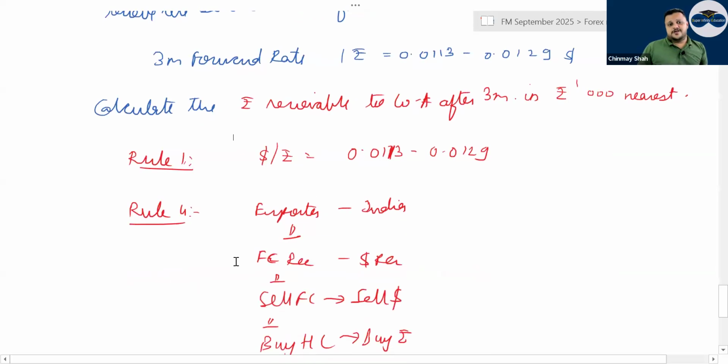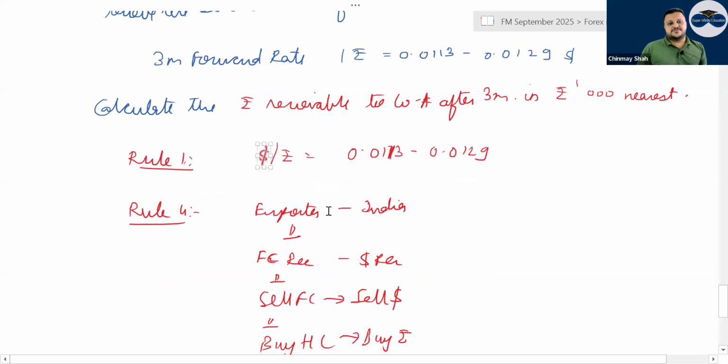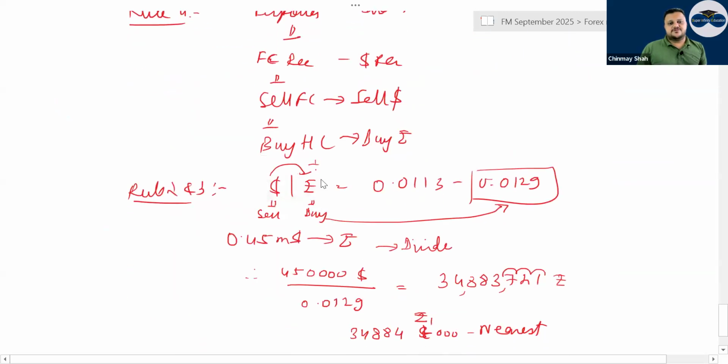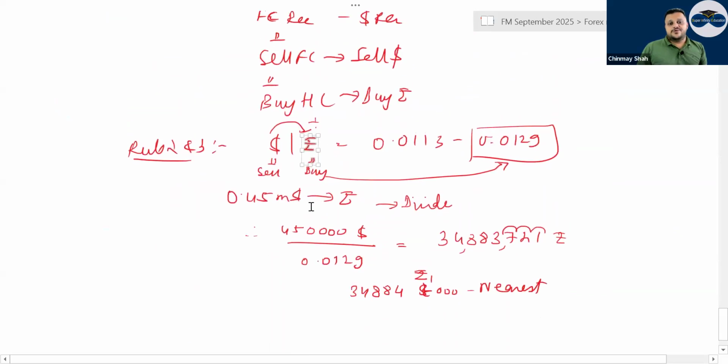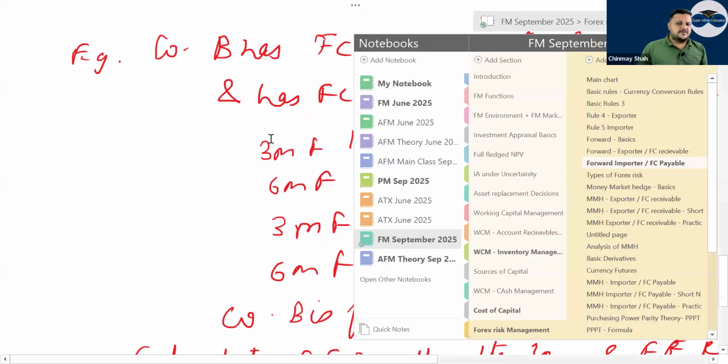So you apply rule 1, then rule 4, where you say export foreign currency receivable, so you will sell foreign currency. Here the foreign currency is dollar, so you are going to sell dollars. That only means you are going to buy rupees, the base currency. Base currency buy will always be at a higher rate. Then rule 2 says you want to convert dollars to rupees, that means left to right, so you have to divide. So $450,000 divided by 0.0129 gives you 34,83,721 rupees. You can do a lot of practice of this if you have not yet.